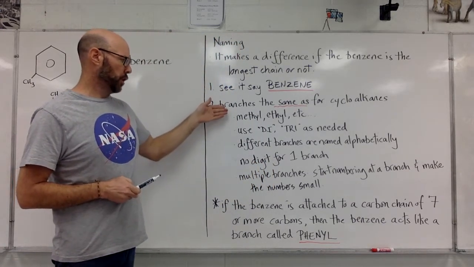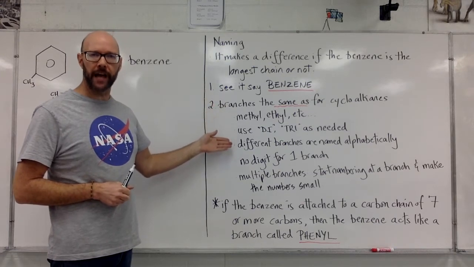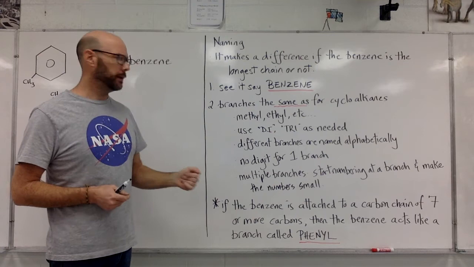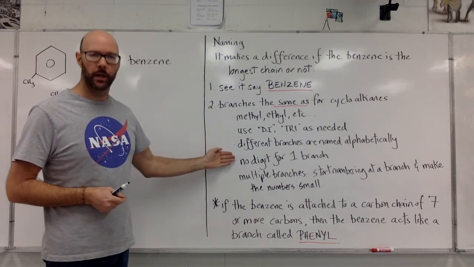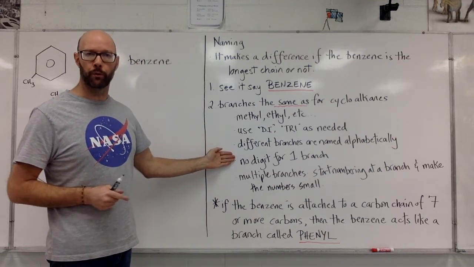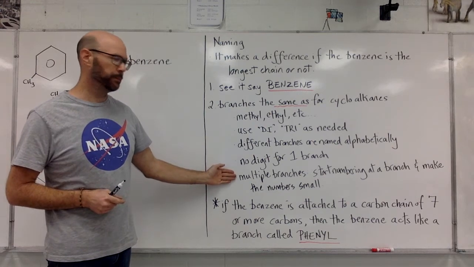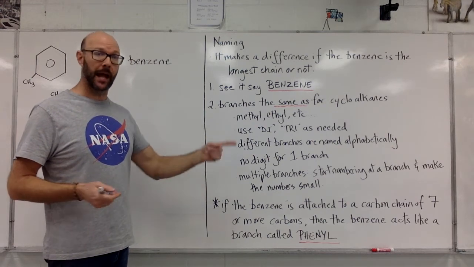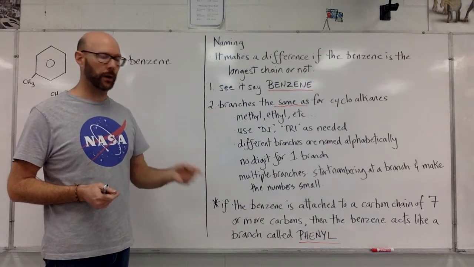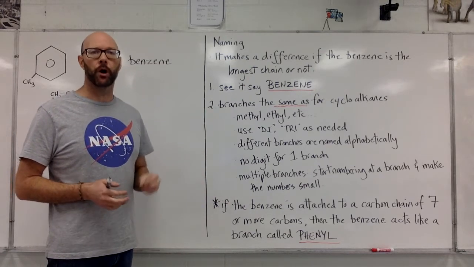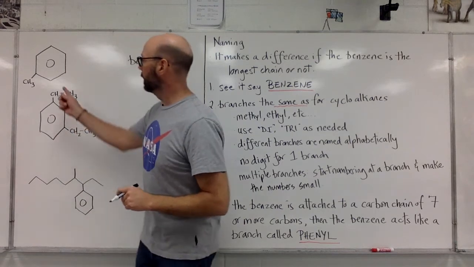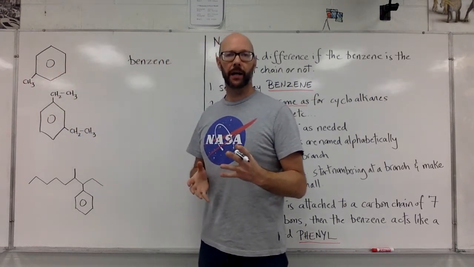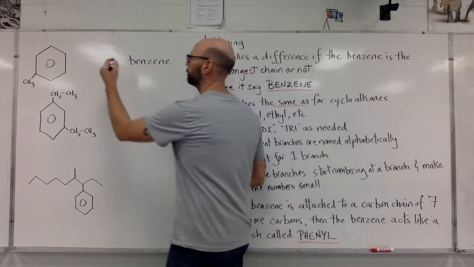For branches, we're going to follow these really well-established, traditional, familiar, I hope, sounding rules. But to give the digit, if there's only one branch, don't put a number. If there's multiple branches, start numbering at a branch and count clockwise or counterclockwise to keep the numbers as small as possible. Here's a branch with 1 carbon in it. We're very familiar with that by now. It's methyl.